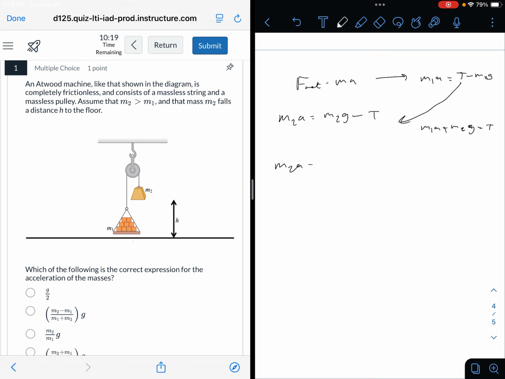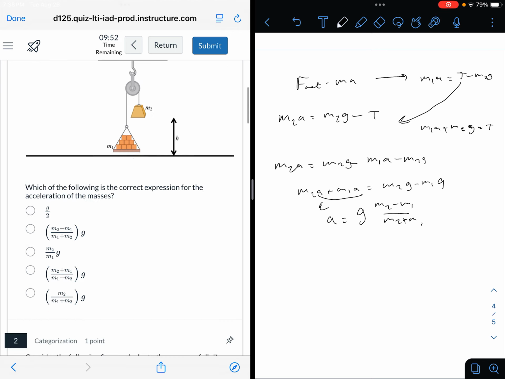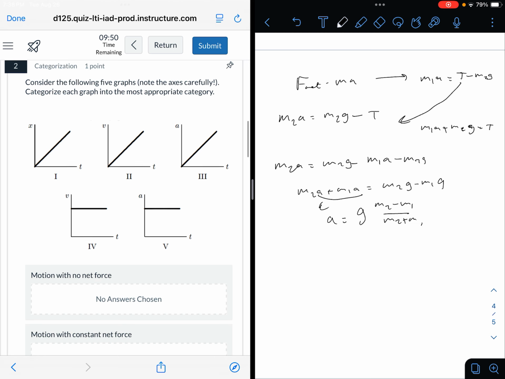I get M2A is going to equal M2G minus M1A minus M1G, because I distribute the negative, and I get M2A plus M1A equals M2G minus M1G. I think you'll see I have A is equal to G times M2 minus M1 over M2 plus M1, where I factor out the A over here, and then I divide by M1 plus M2. So I can confidently select that.